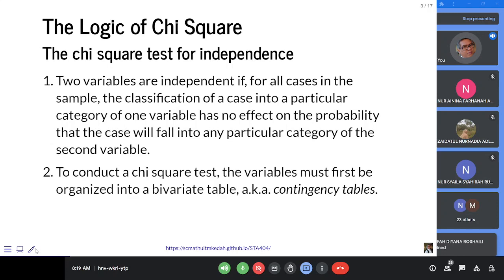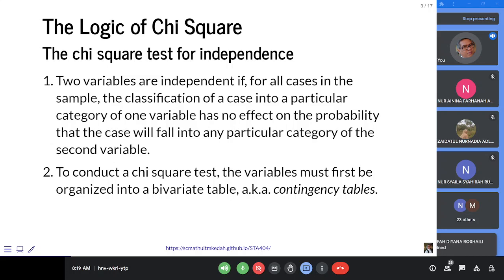Okay, and then the second one, to conduct a chi-square test, the variable must first be organized into a bivariate table. So another name for the bivariate table is contingency table. Pernah dengar kan ini? So we have dealt with this one in chapter 2. Okay, bivariate table or contingency table. Kenapa kat sini disebutkan bivariate table?